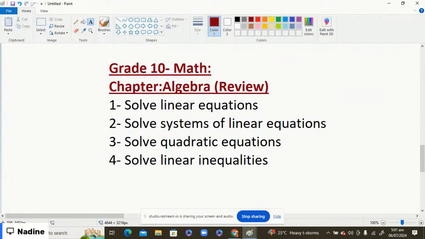So today we are here for grade 10 maths. The chapter we will discuss today is algebra review, and these are the four lessons. The first one is solve linear equations, then solve system of linear equations, solve quadratic equations, and solve linear inequalities.